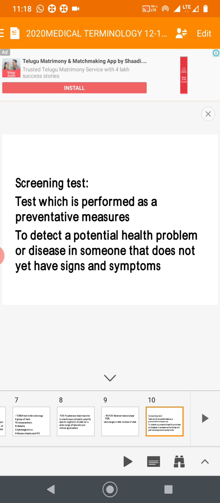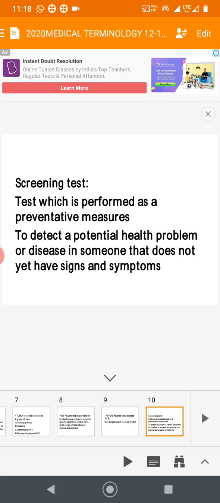Some are asymptomatic, without symptoms, but the disease may already have spread into the community, so our responsibility is to detect it soon. After it spreads, once the symptoms start, it is difficult to control. So before that, if you know that something has entered into society, or you just want to screen for some non-communicable diseases, before going into diagnostics it is better to screen the suspected age group and sex. So just to know, this test is performed as a preventive measure, to detect a potential health problem or disease in someone that does not yet have symptoms.